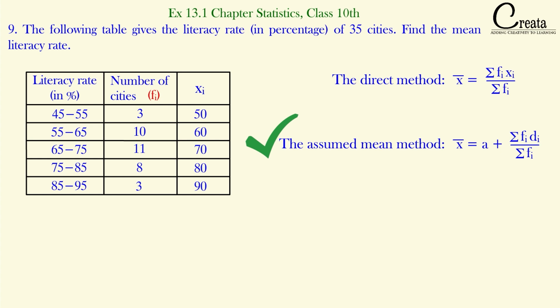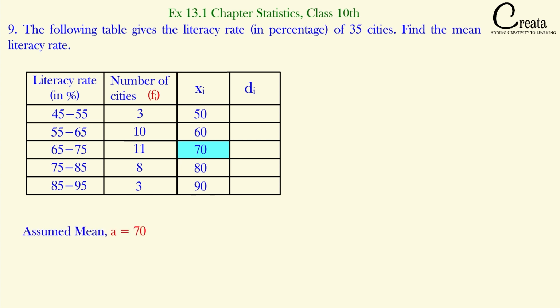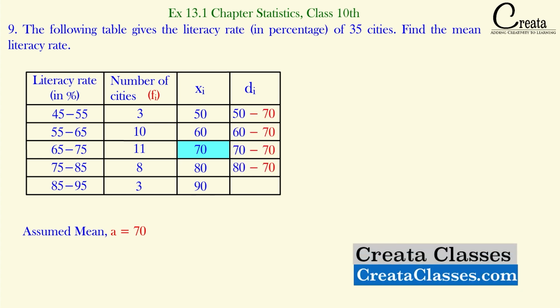Just to show you a different method, we are going with the assumed mean method, the next method. In this, we find the deviation. How do we find the deviation? We take the assumed mean, which is generally the midpoint of the observation xi. Here the midpoint is 70. So we take the assumed mean a as 70, and we subtract it from all the values of the observation to get the deviation.